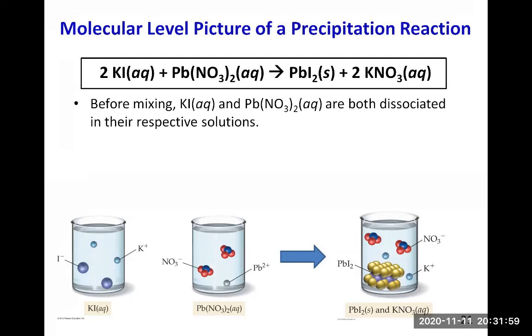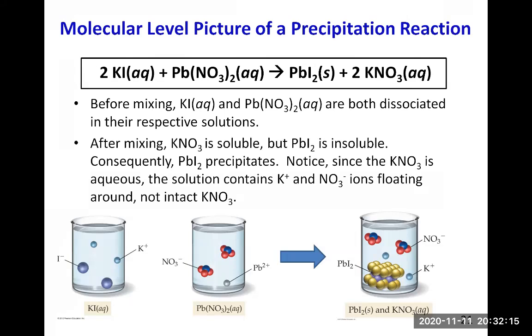Notice how before mixing, the KI aqueous solution and the Pb(NO3)2 aqueous solution are both dissociated in their respective solutions, so they are mixtures of ions. And after mixing, KNO3 is soluble, but PbI2 is insoluble. Consequently, PbI2 precipitates. And notice since the KNO3 is aqueous, the solution contains the K+ and NO3- ions floating around. It's not intact KNO3, right? It's still ions floating around.